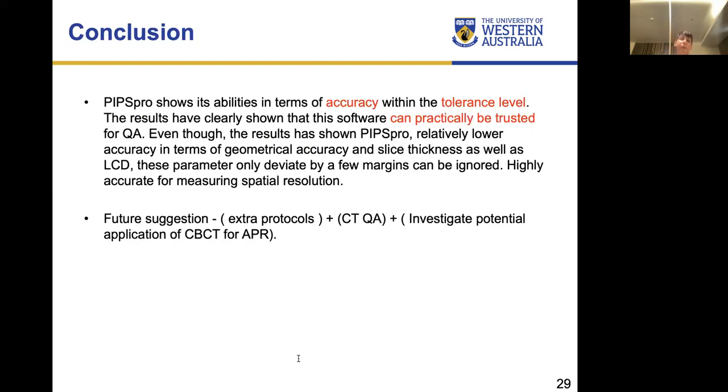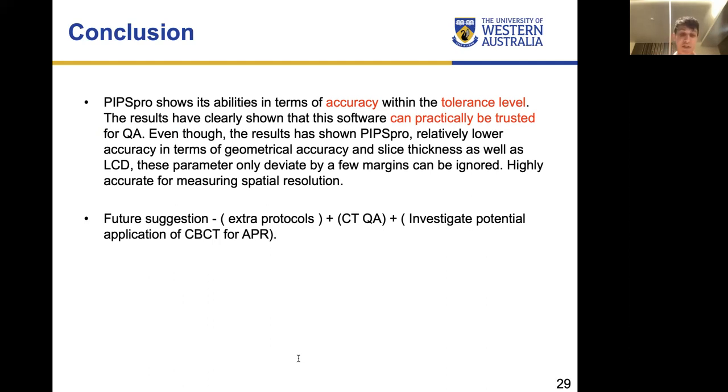Conclusion: PIPS-Pro shows its ability in terms of accuracy within the tolerance level. The result has clearly shown that the software can practically be trusted for QA, even though the result has shown PIPS-Pro has relatively lower accuracy in terms of geometrical accuracy and slice thickness, as well as low contrast detectability. These parameters only deviated by small margins and can be ignored. Highly accurate for measuring spatial resolution.